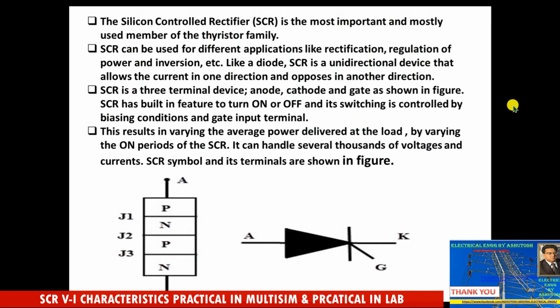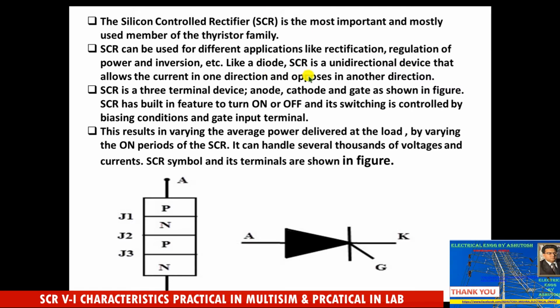First of all, we will understand SCR. What is SCR? SCR is a silicon controlled rectifier. It is the most important and mostly used member of the thyristor family. SCR can be used for different applications, like rectification, regulation of power, inversion, as a cycloconverter, as an AC to AC voltage regulator, and for DC to DC converters.